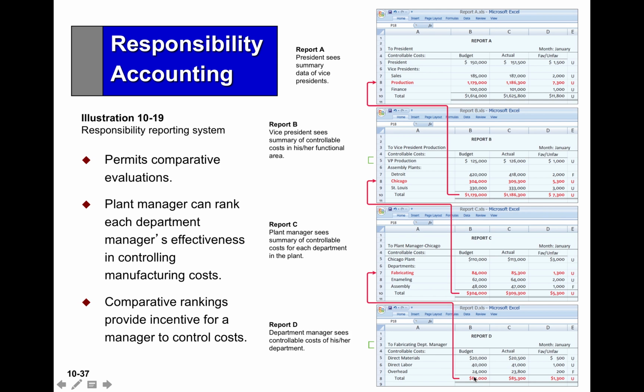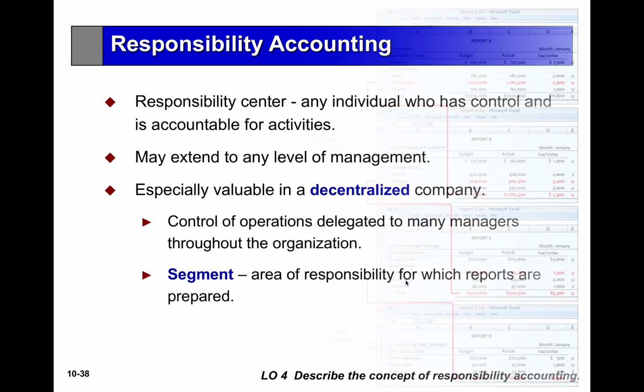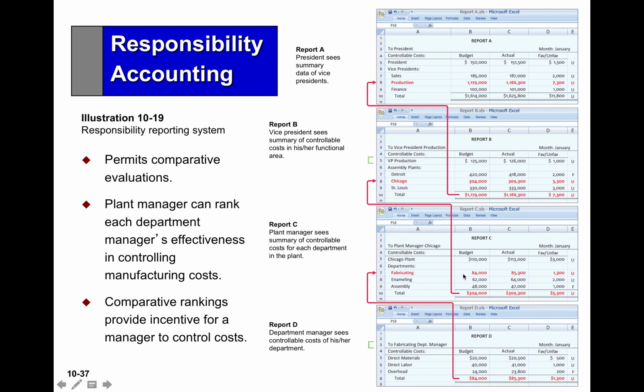So there's a budget here, there's an actual here, and a favorable or unfavorable variance. So this says an unfavorable variance of $1,300 for this fabricating department manager. That bottom line becomes one line under fabricating, right? So this was the whole complete fabricating controllable costs report, under responsibility accounting, that this manager was responsible for in the fabricating department, right?